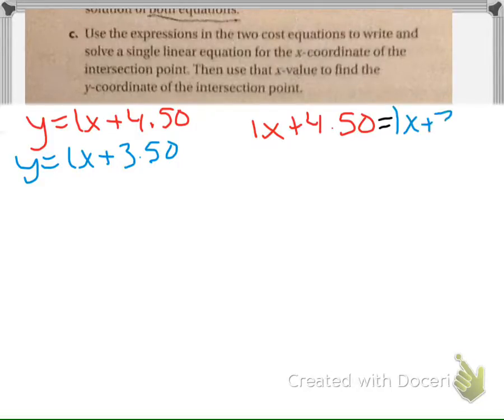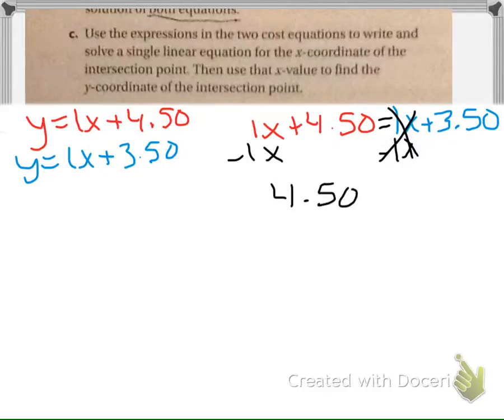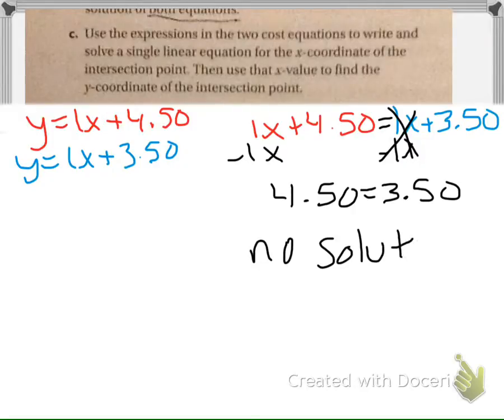1x plus $3.50. Okay, I want to get x onto one side, so I'm going to subtract 1x over here, subtract 1x over here. Those cross out. But then 1x minus 1x is also 0, so I'm left with $4.50 equals $3.50, which is not true, which is why it's no solution. No solution.